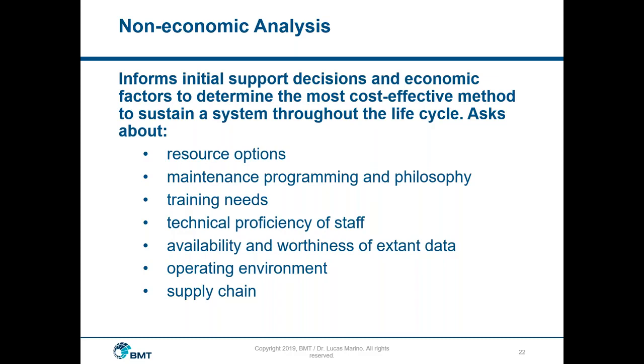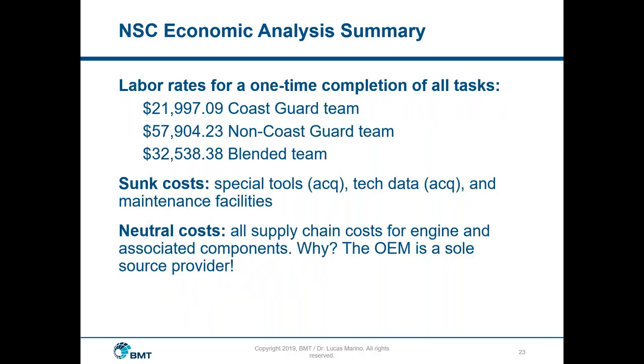All right, and then of course, the supply chain. When we did a one-time run of this one ship's depot maintenance for one engine, we found that if we paid the Coast Guard's team to do the work, it cost about $21,000. If we paid the non-Coast Guard team, it was $57,000, right? We could round those up to 22 and 58 if we wanted to. If we made a blended team, we could strike a bargain financially closer to the Coast Guard's value and bring in non-Coast Guard team members with industry expertise to guide their effort and reduce our labor costs.